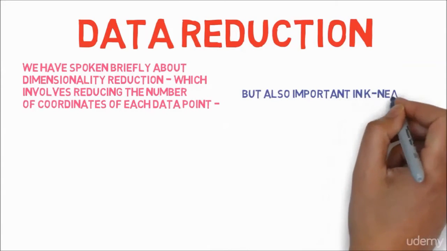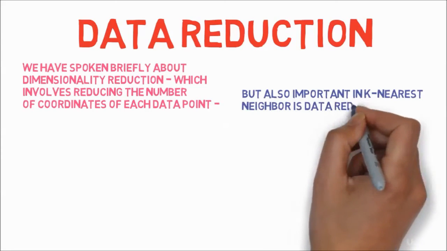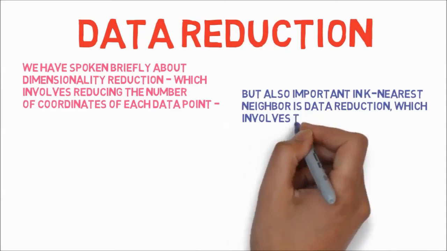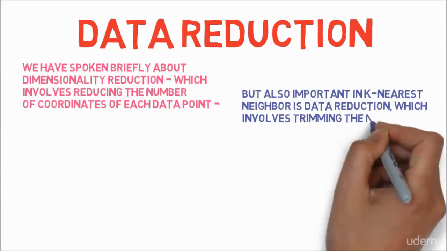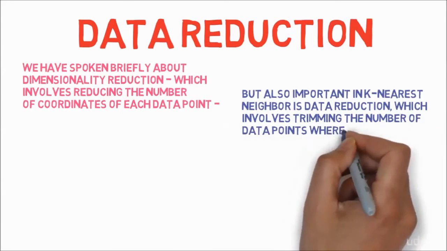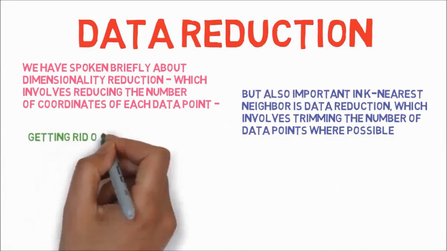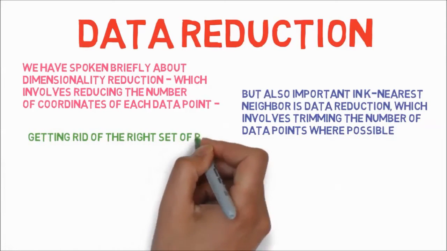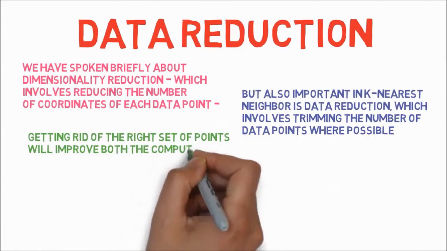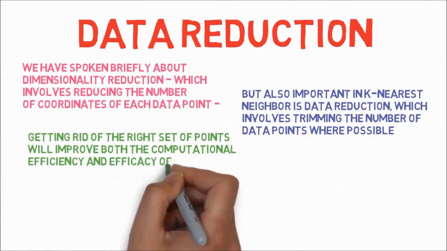Now, in k-nearest neighbors, it's important to reduce the amount of data, to lose the junk, the data that doesn't really add to the learning process. So basically trim the number of data points wherever possible. Same as with dimensionality reduction, getting rid of the right set of data points will improve both the efficiency and efficacy of the k-nearest neighbors implementation.